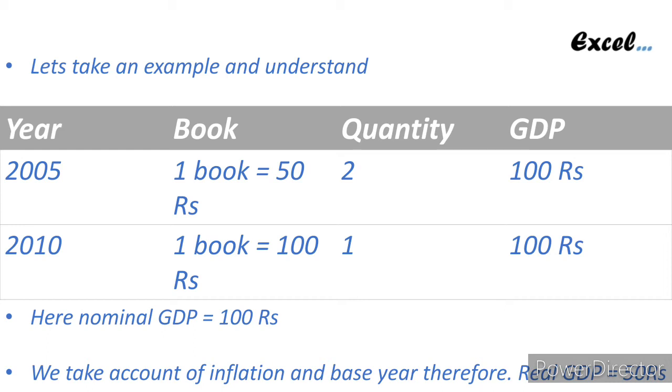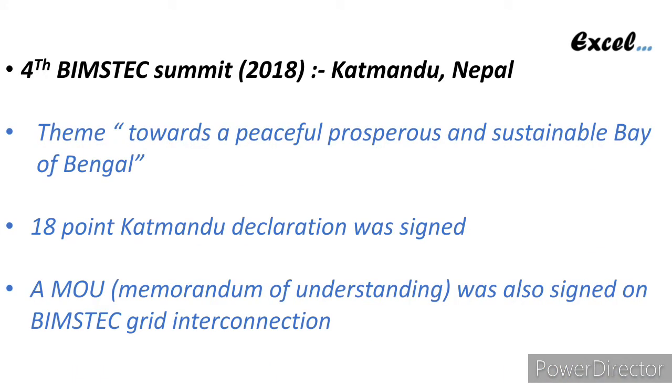When we do not take into account the base year, then the present GDP is called nominal GDP. As we can clearly see from the example, there is an inflation of 50 rupees. Here nominal GDP comes to 100 rupees. And for real GDP, we take into account the inflation and decide the base year. And therefore here the real GDP is 50 rupees. So let us move back to our topic.